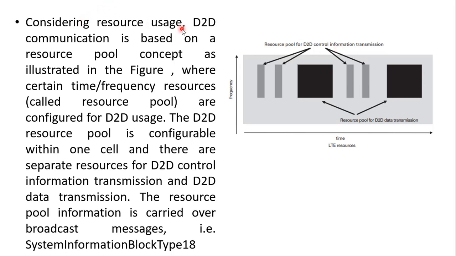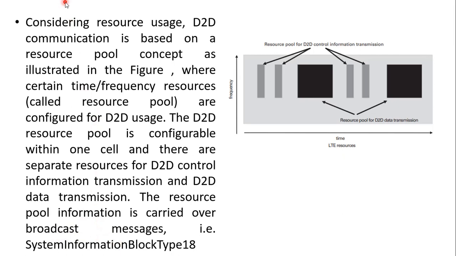Considering resource usage, D2D communication is based on the resource pool concept as shown in the figure, where certain time or frequency resource called resource pool are configured for D2D usage. The D2D resource pool is configurable within one cell, and there are separate resources for D2D control information transmission and D2D data transmission. The resource pool information is carried over a broadcast message, typically in this format: system information block type 18.